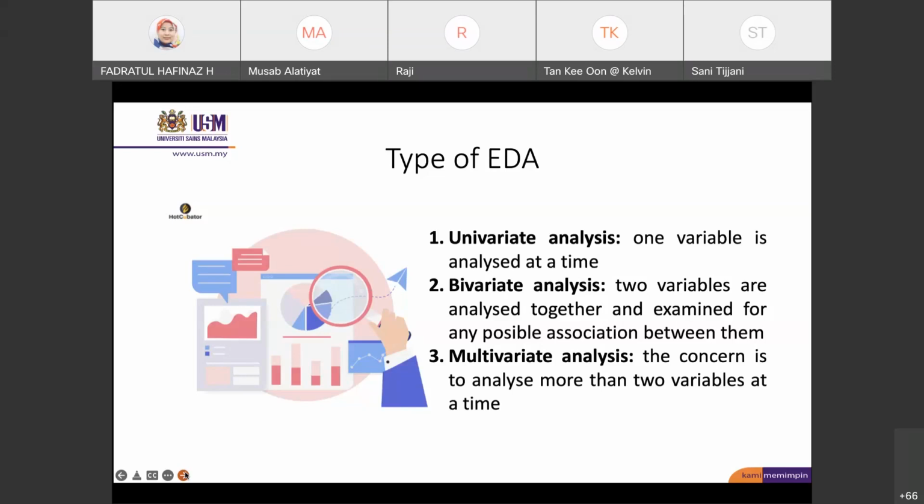Okay, so the selection of data analysis, whether you want to use univariate, bivariate, or multivariate, depends on the number of variables, the type of data, and the focus of the statistical inquiry. Okay.